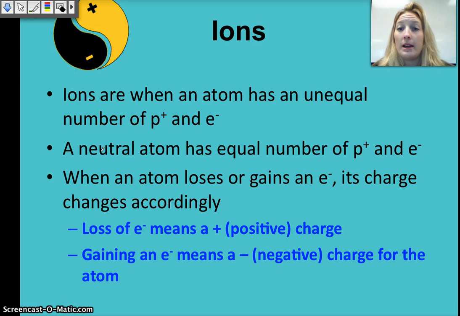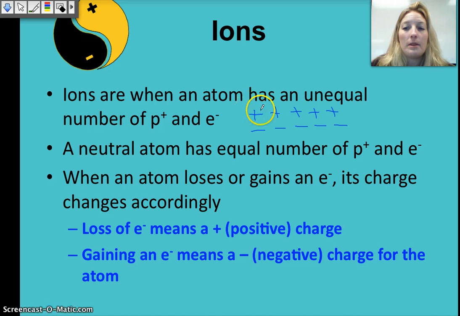All right, let's talk about some ions. So ions, remember, are when an atom has unequal number of protons and electrons. So the electrons have changed. Now keep in mind that a neutral atom always has an equal number of protons and electrons. So you can kind of think of, in an atom, they have all these protons, and there's an electron paired up with each of them. And when they pair up, they cancel each other out. They no longer have a charge. They kind of neutralize each other. That's why we call it a neutral atom.